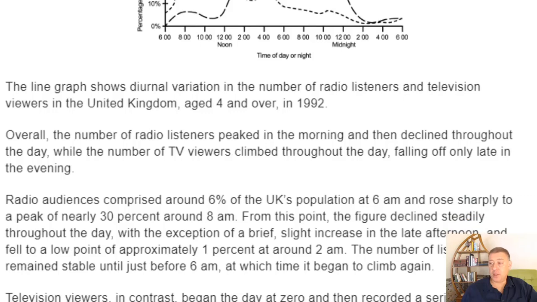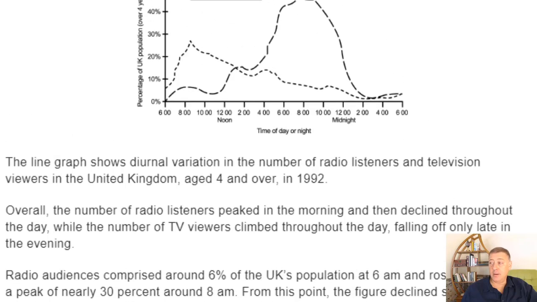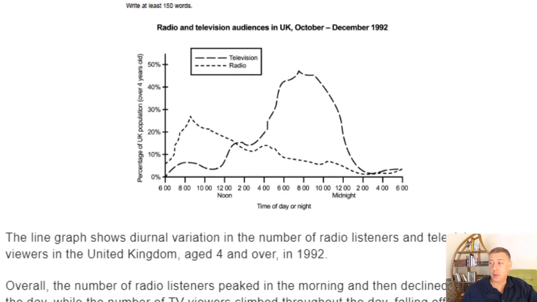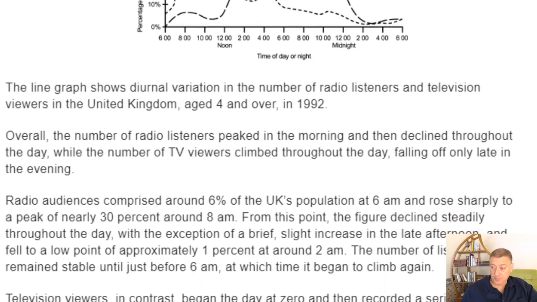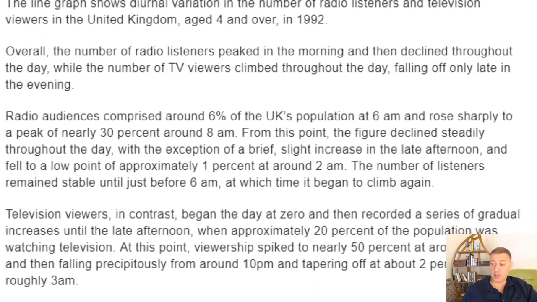So that's radio listeners, while the number of TV viewers climbed throughout the day, falling off only late in the evening. So again, if you look at that, you can see TV viewers starting out at around 0 early in the morning and reaching a high point around 8 p.m. and then falling off throughout the evening. So that's basically what happened. Those main shapes, those two peaks, are what I've described, and what happens before them and after them. So there's our overview.